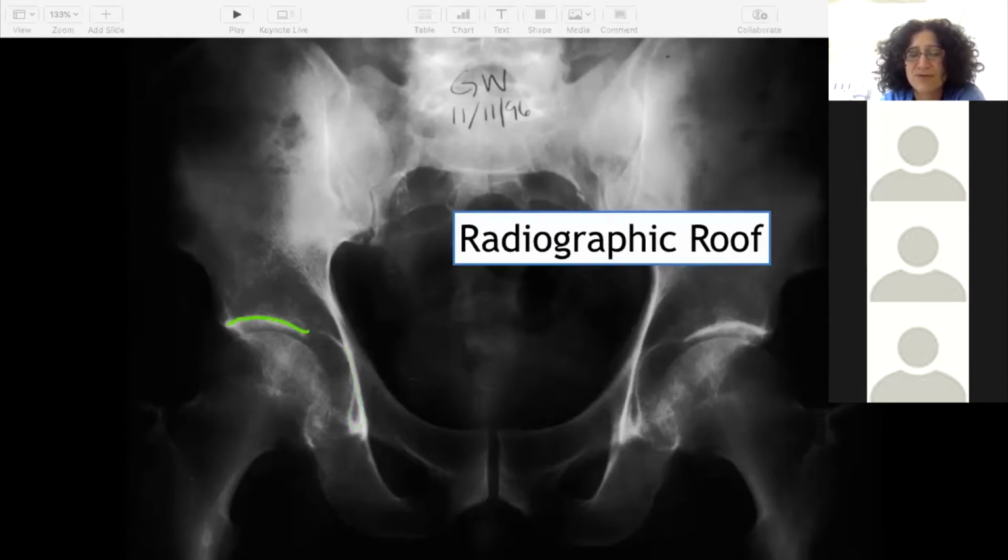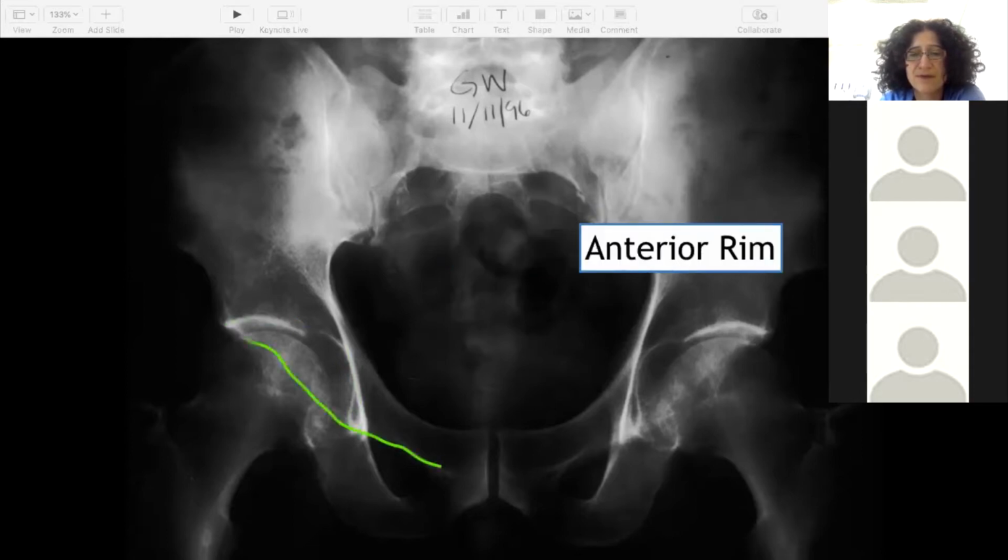And then the roof, which can be seen by the line drawn here. The anterior rim. In Letournel's original description, the terminology was lip or rim, whereas wall is a flat structure covering the femoral head. Lip or rim are the correct names for the radiographic lines representing the anterior column.